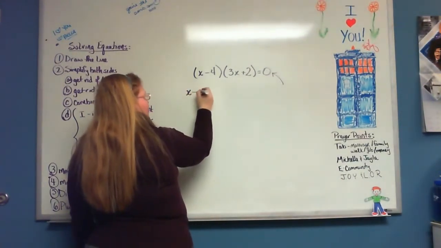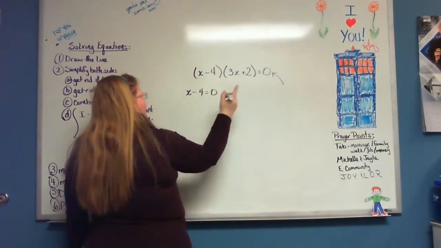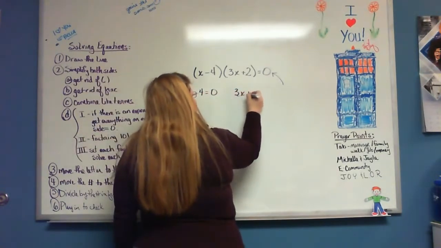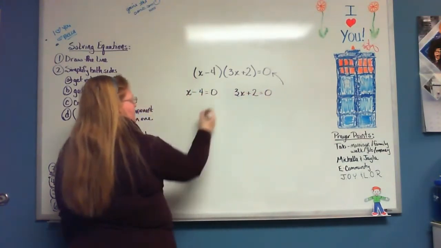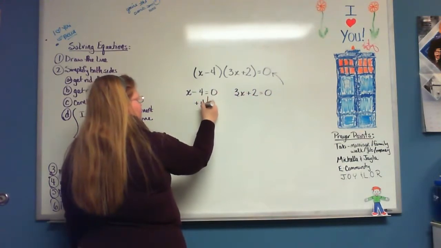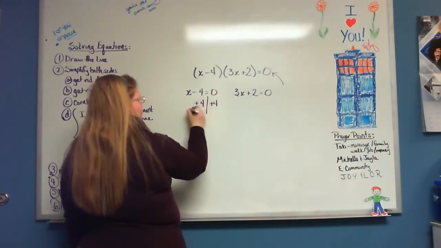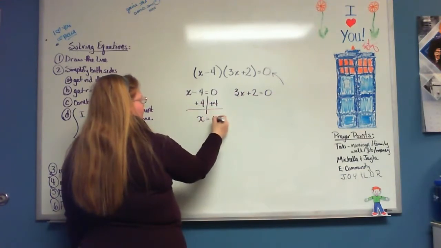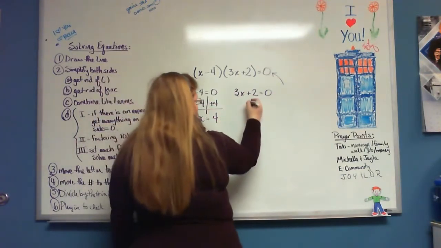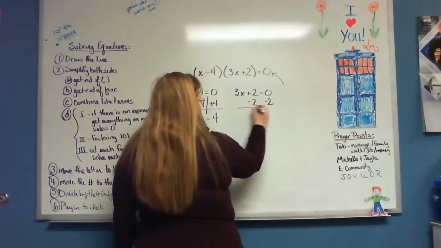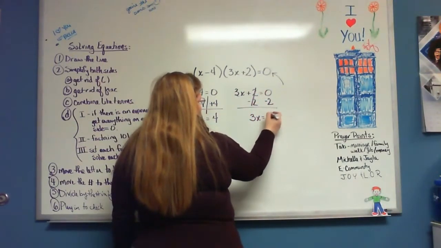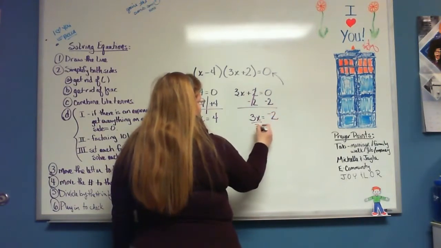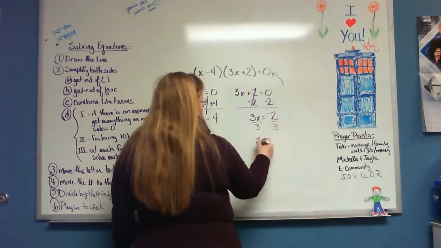So since I know that these two things are multiplied together to equal 0, then I know that x minus 4 must equal 0, or 3x plus 2 has to equal 0. So x is equal to 4. Or 3x is equal to negative 2, divided by 3. x is equal to negative 2 over 3.